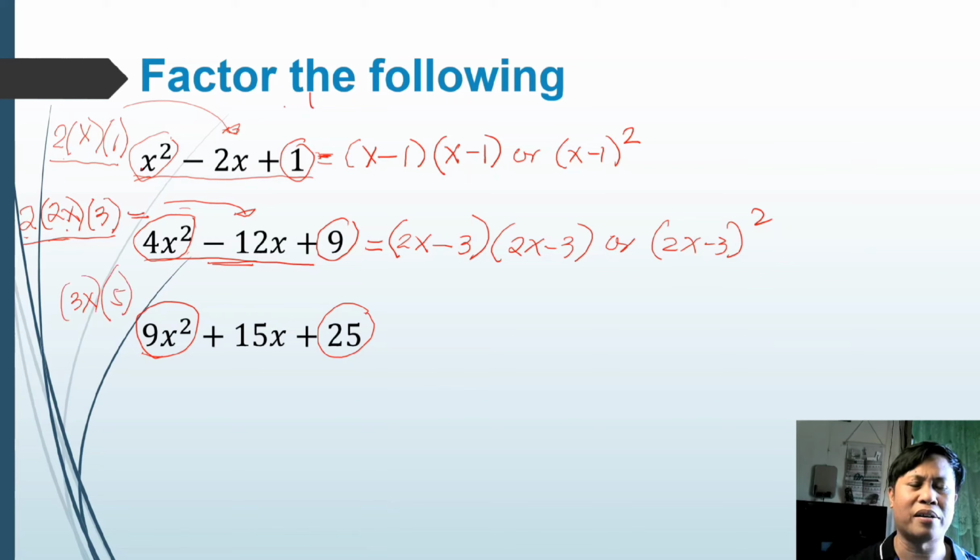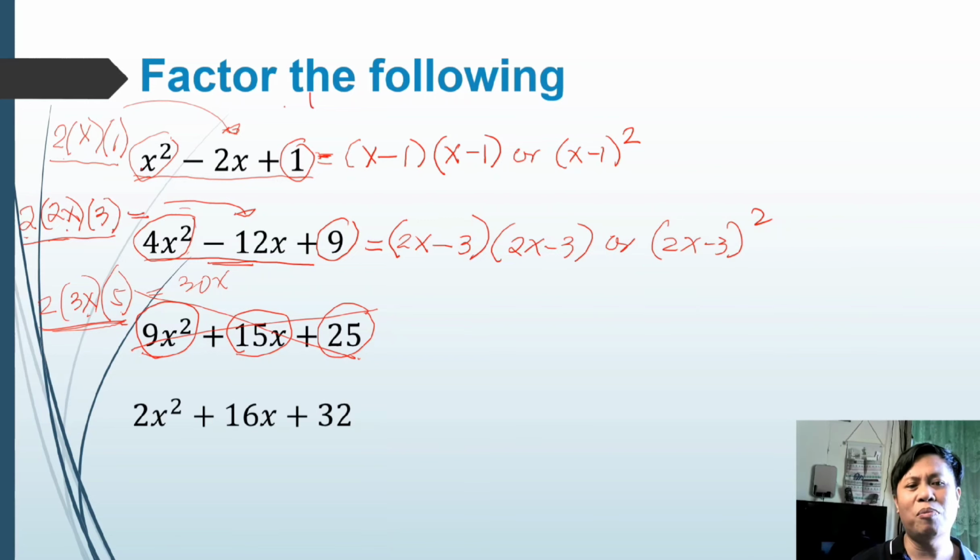So perfect squares. So we multiply the square root of the first term and the square root of the last term times 2. The middle term should be equal to twice the product of the square root of the first term and the square root of the last term. So, 2 times 3x, 6x times 5 is 30x. It is not equal to the middle term. So, this is not a perfect square trinomial. You cannot apply the pattern that we had in our previous two examples.